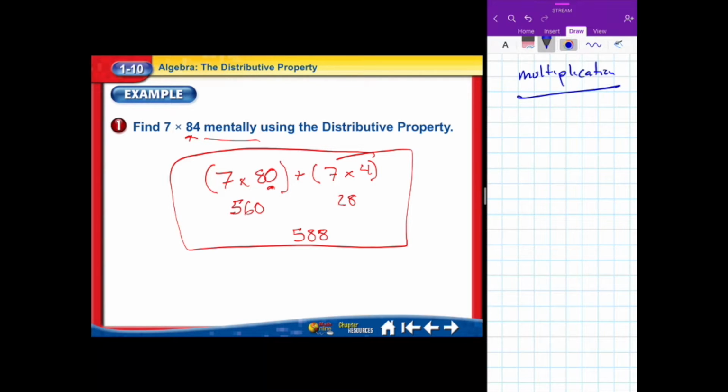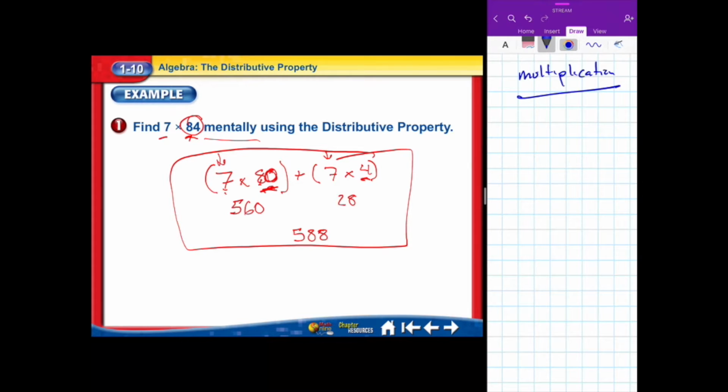So, again, I took the 84 and I split it into 80 and 4, and multiplied both by 7. This is the distributive property. I'm taking the 7 and distributing it to both parts. 7 times 80, the way I solved that was I took the 7 and the 8. 7 times 8 is 56, and I added a 0. Then 7 times 4, I know that is 28, so I then took 560 plus 28 and got 588.